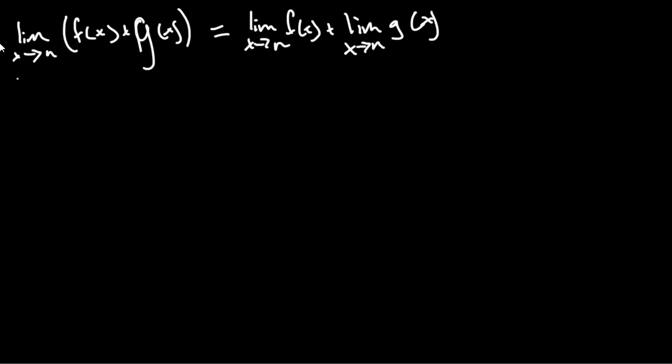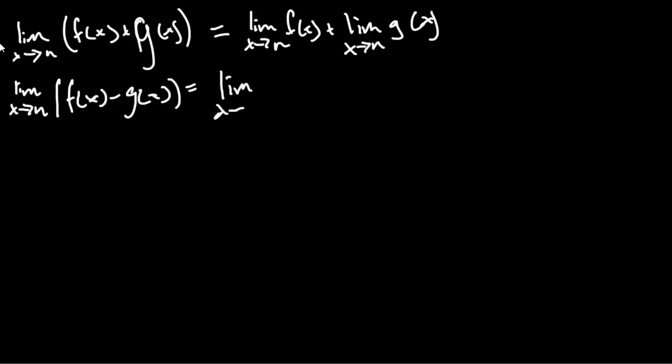It's a dumb way to lose points on a quiz, but oftentimes people don't know them. So hopefully now we'll know them. And the same is true when we do subtraction. So if we have the limit as x approaches n of f of x minus g of x, this is going to be equal to the limit of f of x minus the limit as x approaches n of g of x. Remember, we can just split these limits and then subtract them. So pretty simple stuff.